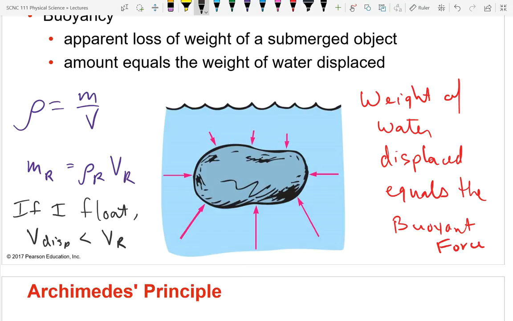So, if I'm in the water and my head's sticking out, then the volume I displaced is equal to the volume minus the volume of my head. So the volume displaced has to be less than the volume of Richard if I'm floating. But according to Archimedes' principle, the buoyant force is the mass displaced times gravity. Well, the mass displaced is going to be, using this equation, density is mass over volume, then the mass displaced is the density of the water times the volume displaced times G.